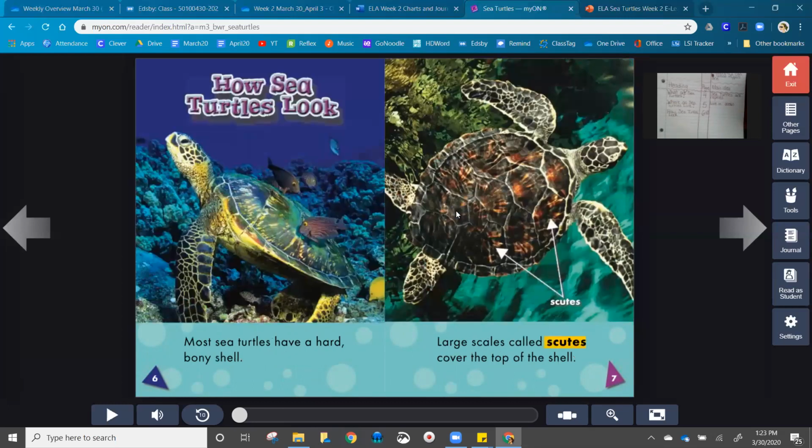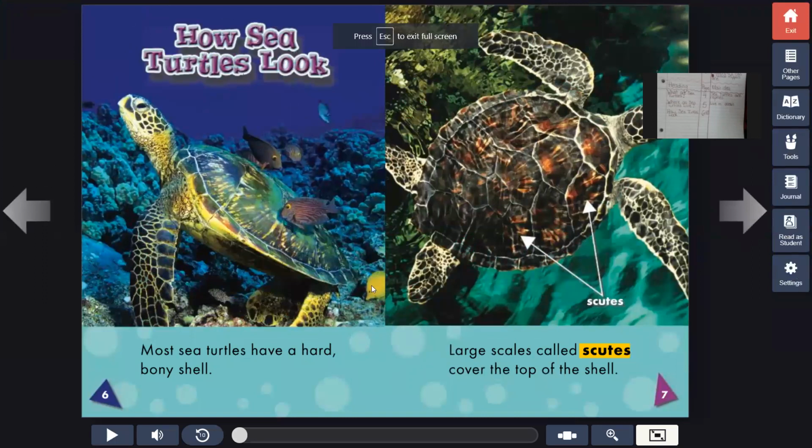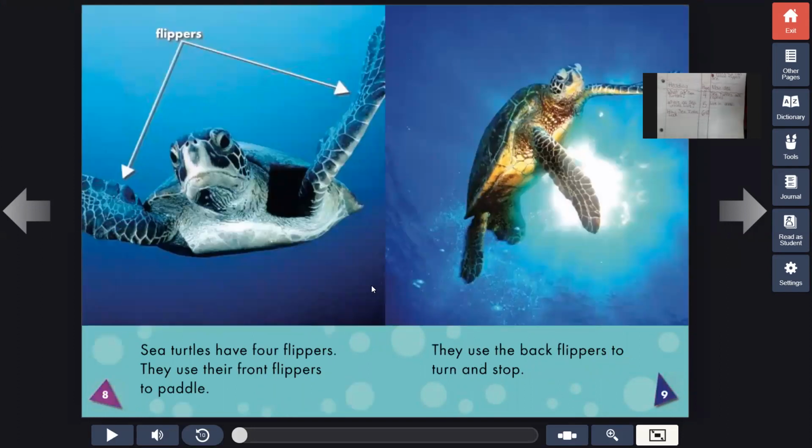So we're going to read that whole section, look at the details, and then come up with a main idea for that section. Now, looking at the heading, how sea turtles look, that gives me an idea of what we're going to talk about in this section. So the main idea is something about the way that they look. All right, most sea turtles have a hard, bony shell. So we're talking about the shell. Large scales called scutes cover the top of the shell. So we're still on that shell, okay? 2 details about the shell.